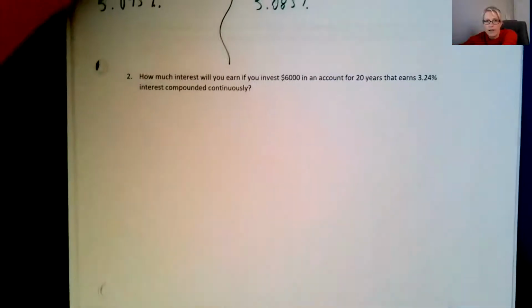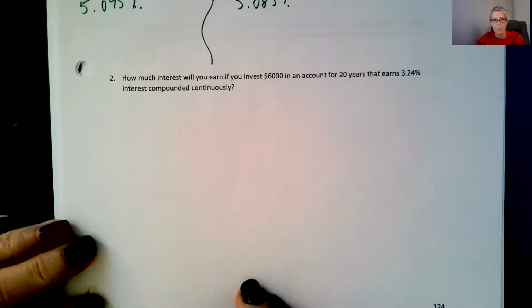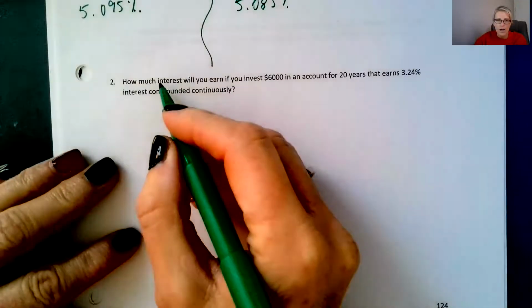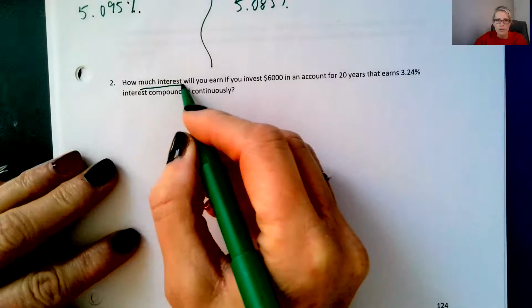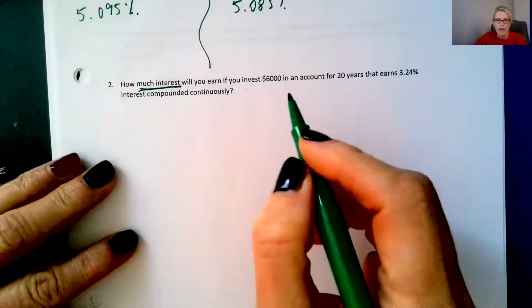So let's look at question number 2. It says, how much interest will you earn if you invest $6,000 in an account for 20 years that earns 3.24% interest compounded continuously? Okay. So how much interest is my end result? That's what I really want to know. So I have to know my future value to find that.